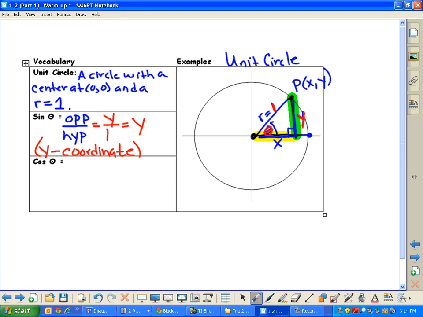Now let's take a look at cosine. Cosine of an angle theta, you might recall, is equal to the ratio of your adjacent side over your hypotenuse. My adjacent side here is x. If I look at theta, it's the side right next to theta, that's x. And the hypotenuse is still just 1. So if the adjacent side is x and the hypotenuse is 1, x divided by 1 is just x. So if I want to find the cosine of an angle, I can just identify the x coordinate at that angle.